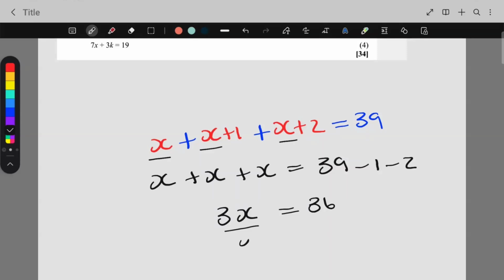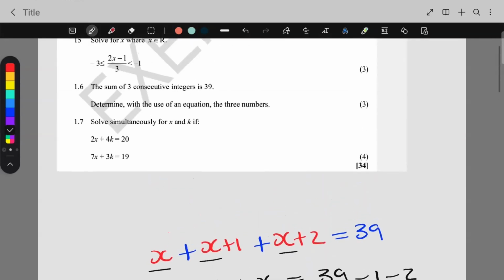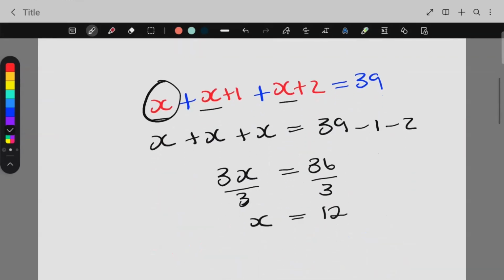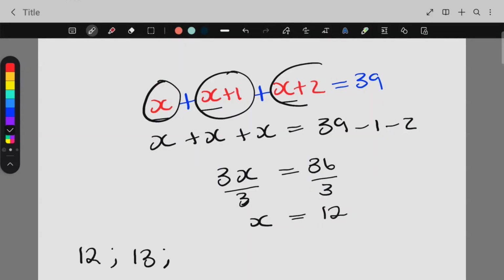And I divide both sides by 3. So I get my x to be 12. So that means the first 3 numbers, because the question was, what is the first 3 numbers? It means this x is 12. The next one is 12 plus 1, so it's 13. And the next one is 12 plus 2, which is 14. And we can check our answer, eh? 12 plus 13 plus 14 gives me 39. So that works out.